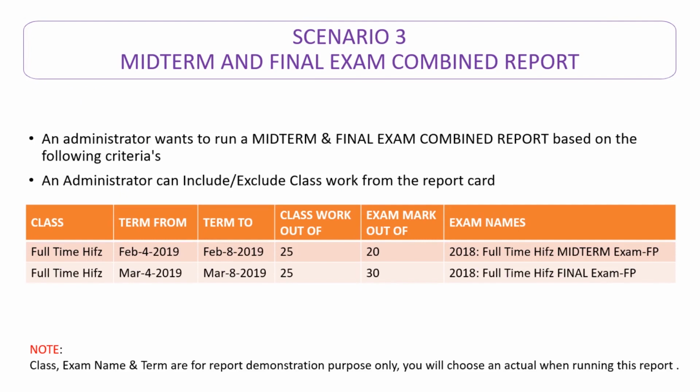Now let's look at a little complex scenario here where an administrator wants to run a midterm and a final exam combined report based on the following criteria. An administrator can include or exclude the classwork from the report card. So up here in this scenario 3, we are going to include the two exams. One is the midterm exam and one for the final exam for the same class, and generate a combined report based on the weights that we have defined here for the two different terms. So let's look at it more practically how it's going to function.